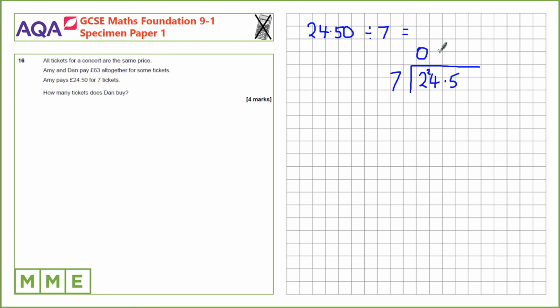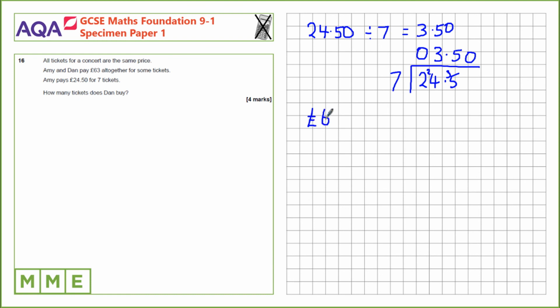7's into 24, that's 3, goes 21. And we have 3 remaining here. To put a decimal point in, 7's into 35 is 5. So 1 ticket costs £3.50. Now we need to know how much Dan paid.